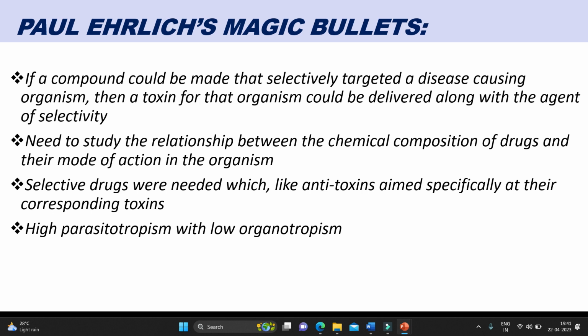And the magic bullet of Paul Ehrlich: if a compound could be made that selectively targeted a disease-causing organism, then a toxin for that organism could be delivered along with the agent of selectivity. We need to study the relationship between the chemical composition of drugs and their mode of action in the organism. Selective drugs were needed which, like antitoxin, aimed specifically at their corresponding toxins, with high parasitotropism and low organotropism. These are the magic bullets of Paul Ehrlich. And this is about my topic.